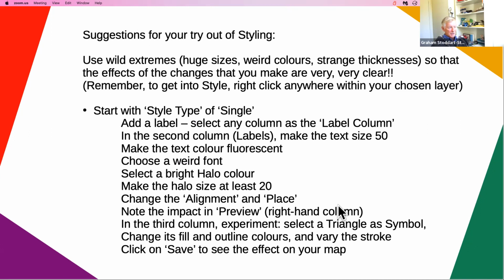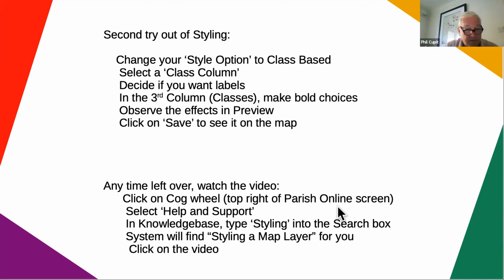So that was just a single class. What we're going to do now is play around with a class column. So bear with me a second. We'll take that one off. So when you go back into styling on your layer, right click on the layer, choose style, and this time make the style option class based. And then it lets you select a class column. Yes, done that. Okay, so then it gives you the chance in the third column to make what changes you want to make to the status.